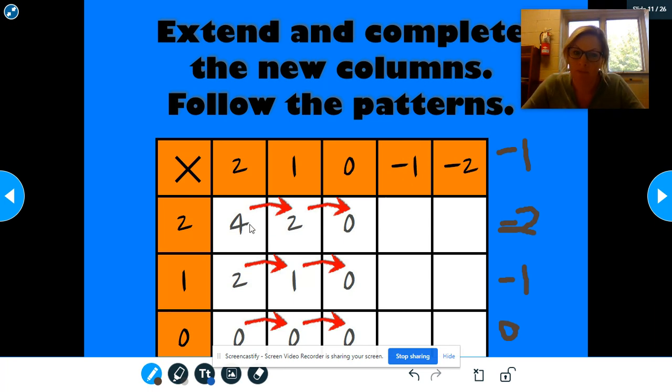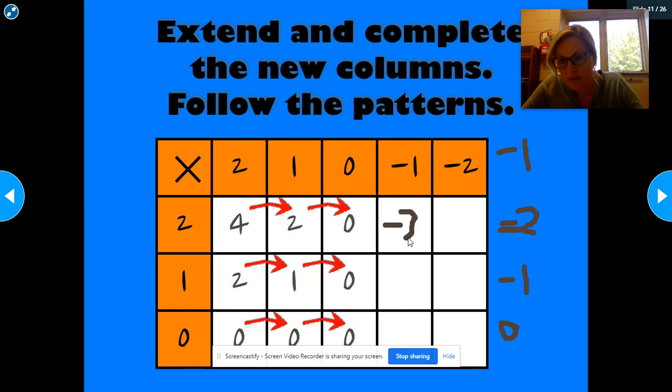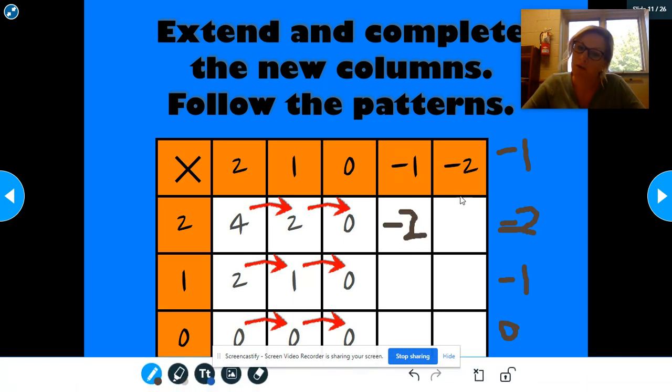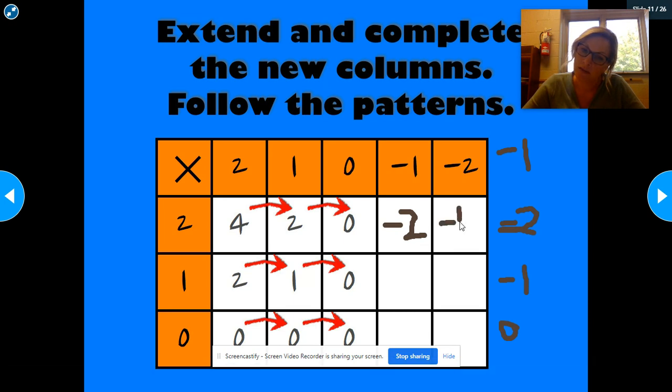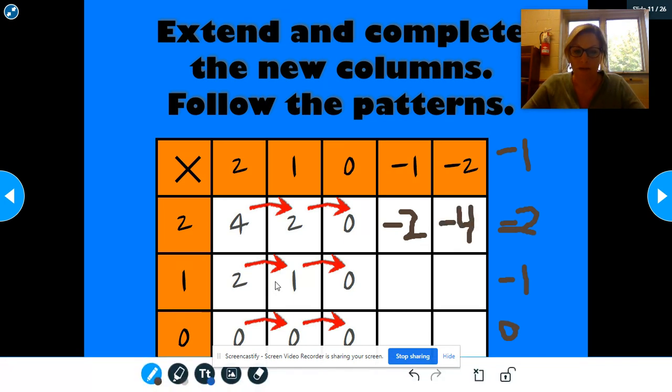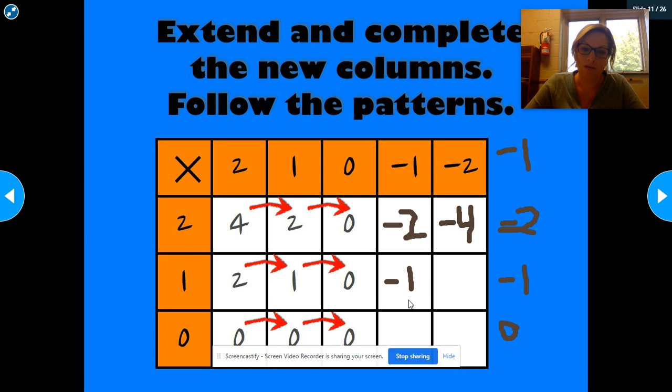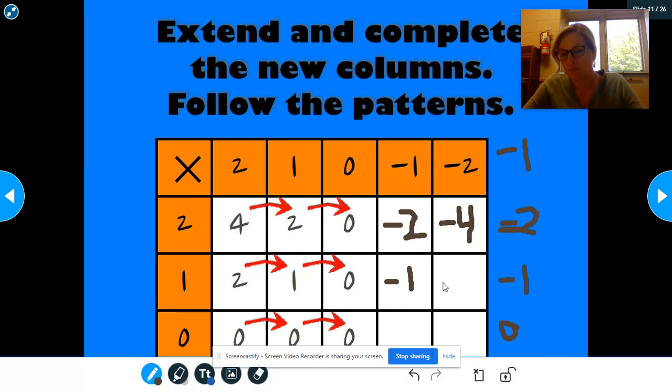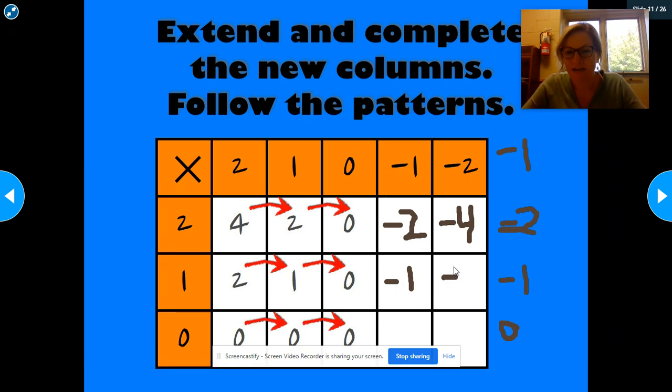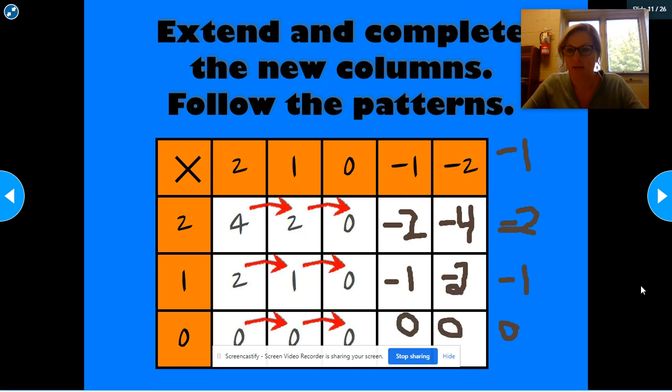Here we're doing the same thing. 4 minus 2 is 2. 2 minus 2 is 0. 0 minus 2 is negative 2. Negative 2 minus 2 is negative 4. Same here. 2 minus 1 is 1. 1 minus 1 is 0. 0 minus 1 is negative 1. Negative 1 minus 1 is negative 2. And here you're going to have all zeros. 0 times anything is 0.